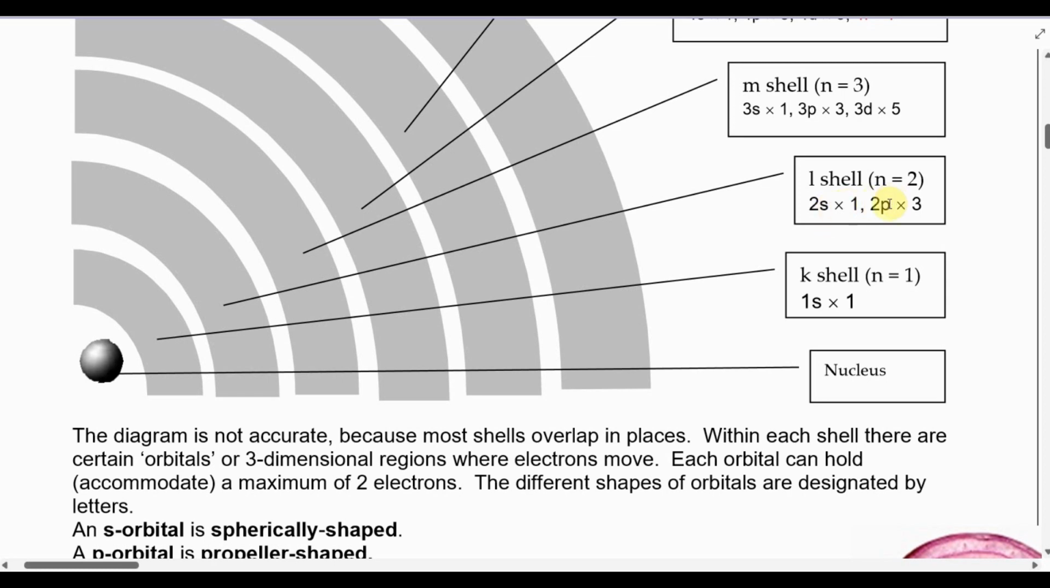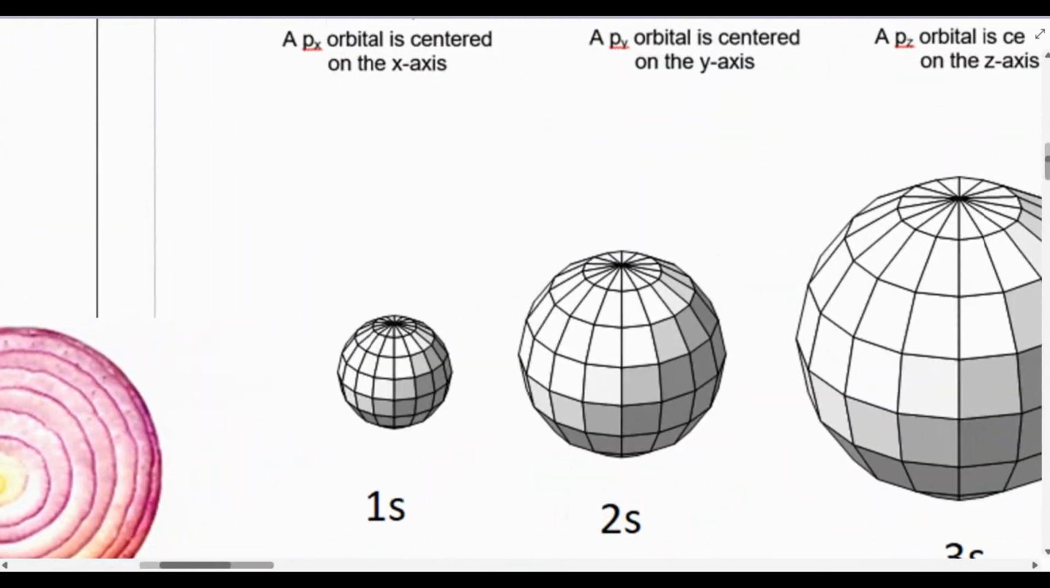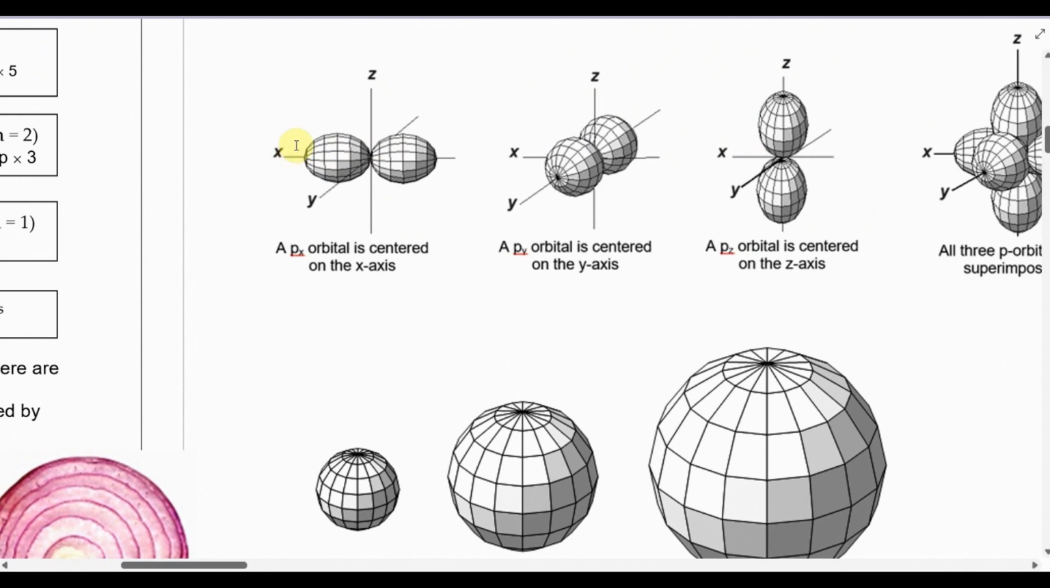And there are 3 p orbitals. Let me show you those. So this would be the 2s orbital, which would be bigger than the 1s and superimposed on it. And here are the 3 types of p orbitals. There's a px orbital oriented on the x-axis in 3-dimensional space. There's a py orbital oriented on the y-axis in space, and a pz orbital oriented on the z-axis in 3-dimensional space. Now they're called p orbitals.